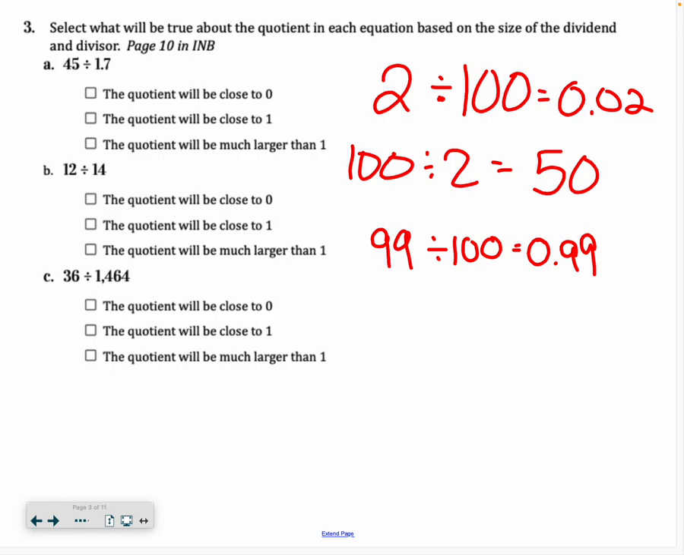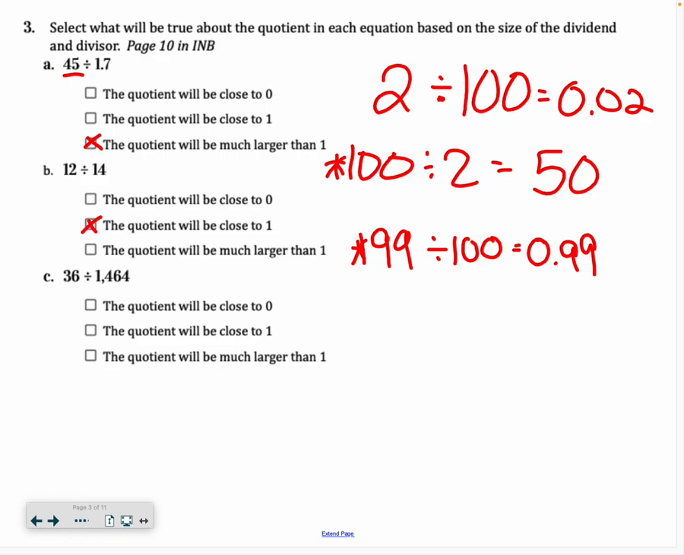So in this first one, 45 divided by 1 7/10, that 45 is significantly greater than 1 7/10, and so that's going to compare to the middle example I gave you. So that quotient will be much larger than 1. 12 divided by 14 is going to compare very similarly to that third example I gave, where the dividend and divisor are very close to each other. So that's going to give us a quotient that is very close to 1.